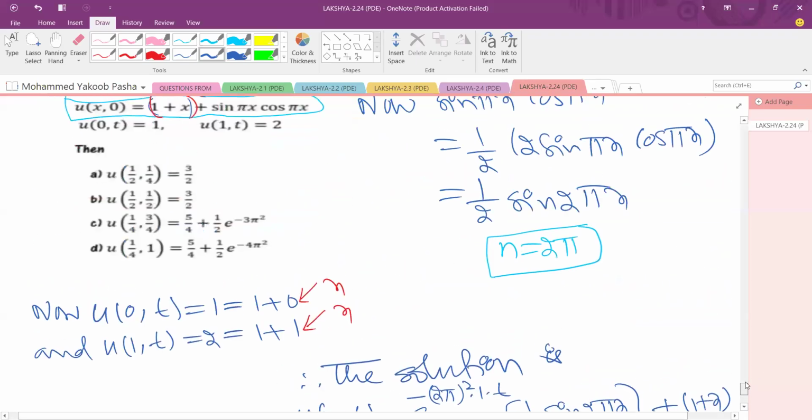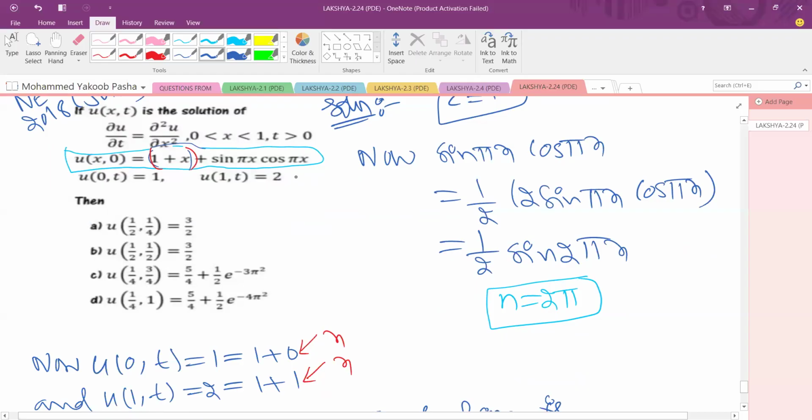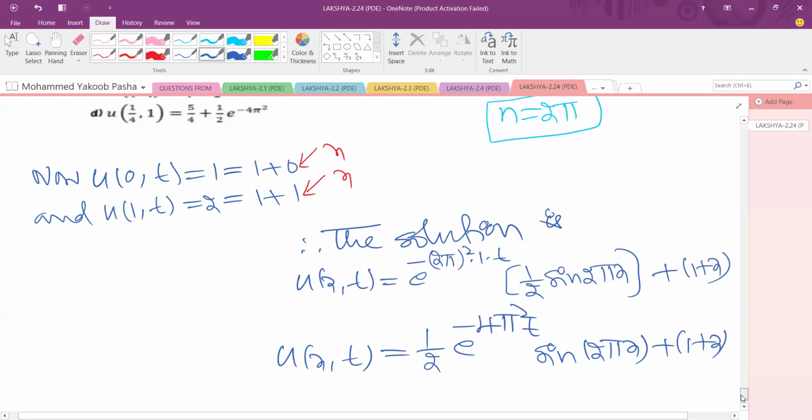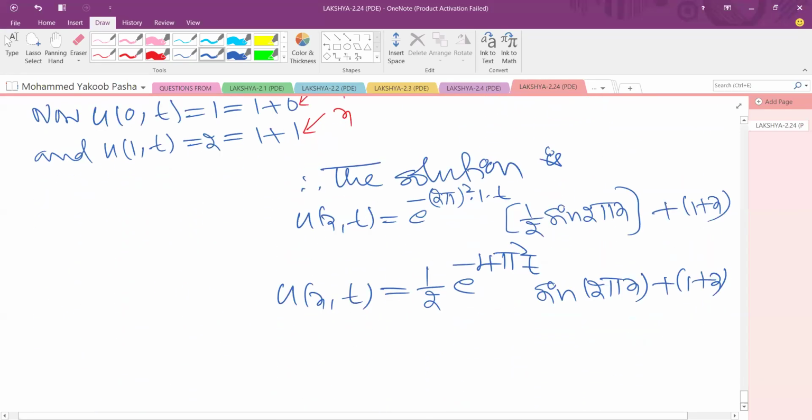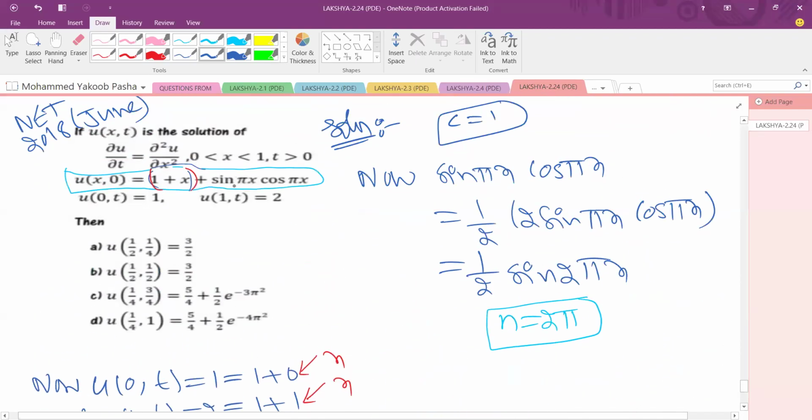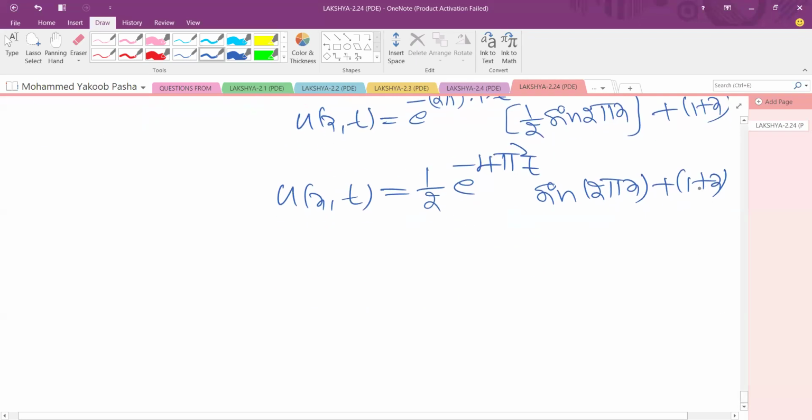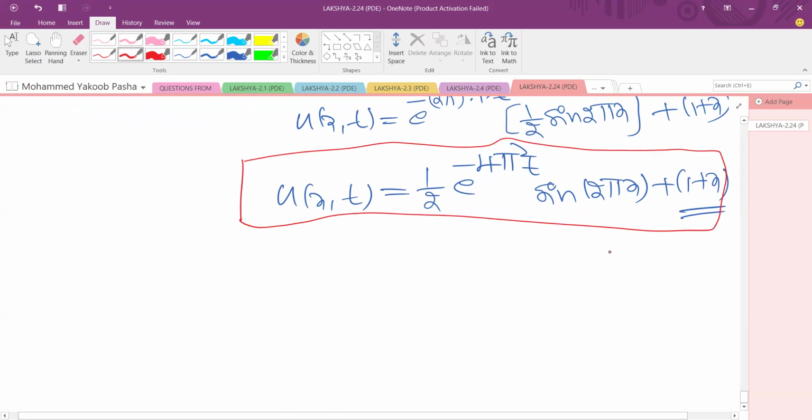Now, from these boundary conditions, to make 1 and 2 into 0, it must be in the form 1 plus x. That is why I treat 1 plus x as one term. If we use the shortcut, there should be 0 here, but there is no 0. We write this 1 as 1 plus 0, and 2 as 1 plus 1. That's why we get 1 plus x as one term. So this is the general solution, and this is my x. So the solution we have here is u of x comma t is equal to e power minus 4 pi square t into sine 2 pi x plus 1 plus x.